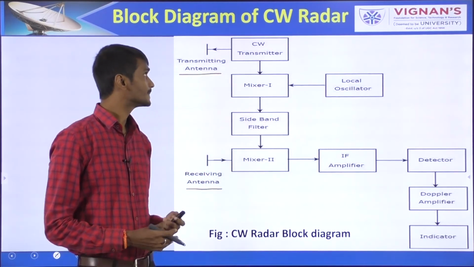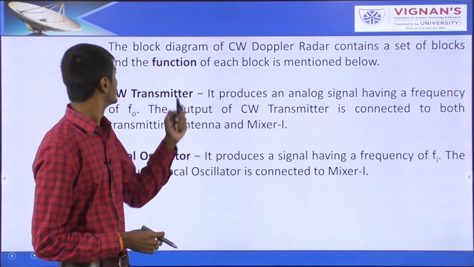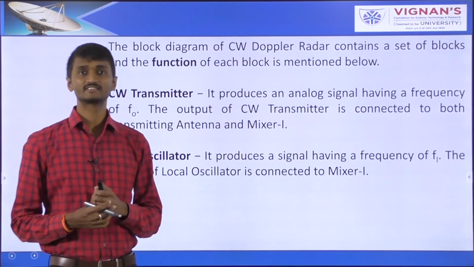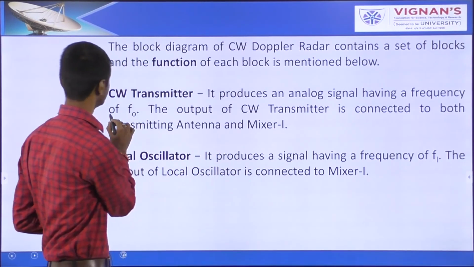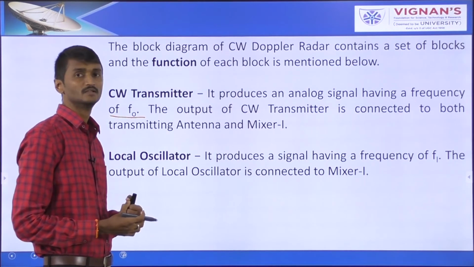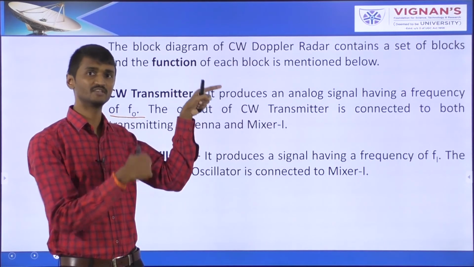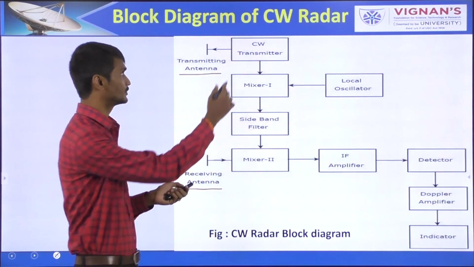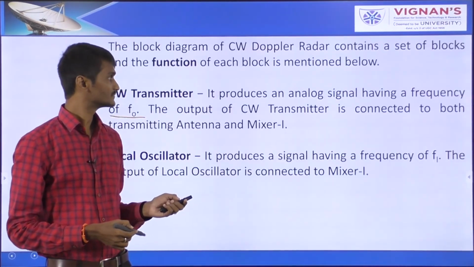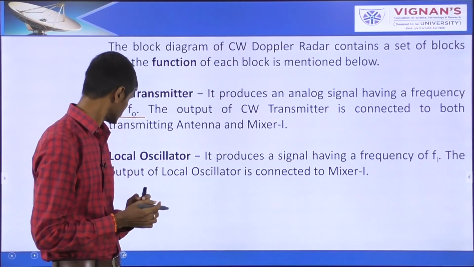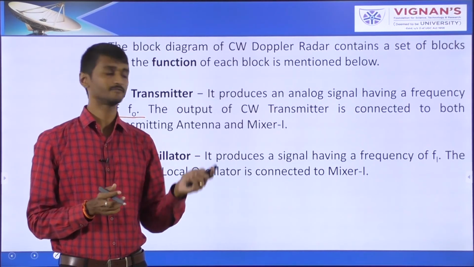First one will be the CW transmitter, continuous wave transmitter. It produces an analog signal having a frequency of f0. The output of the CW transmitter is connected to both the transmitting antenna and the mixer 1, as we have already seen. Then the local oscillator produces a signal having a frequency of FL.